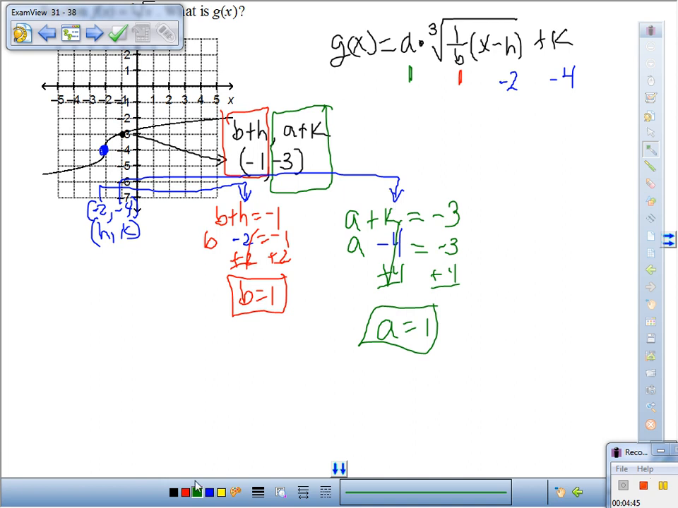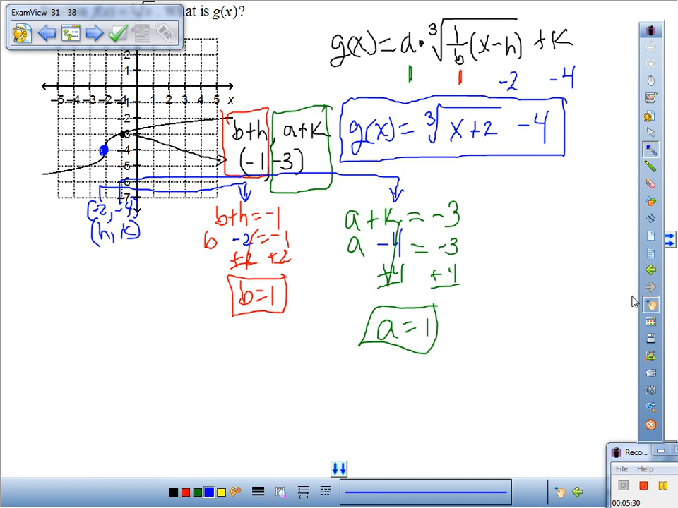Okay, so now let's substitute values. So my function g of x equals. Do I need to write the 1 for A? No, it's an invisible 1, so I write cube root of. Do I need to write the 1 for B? Let's see, what is 1 over 1? 1, so do I need to write 1? No, so that leaves me with what? X. And what is negative times a negative? Plus 2, and what goes outside? Minus 4. This is my g of x.